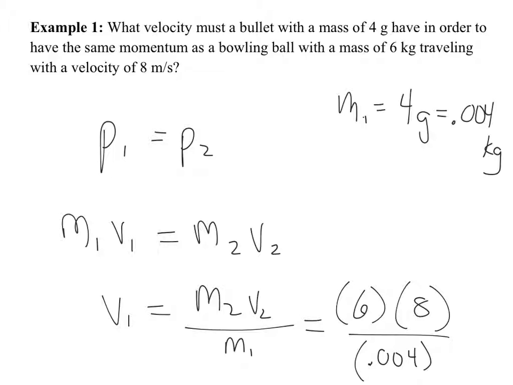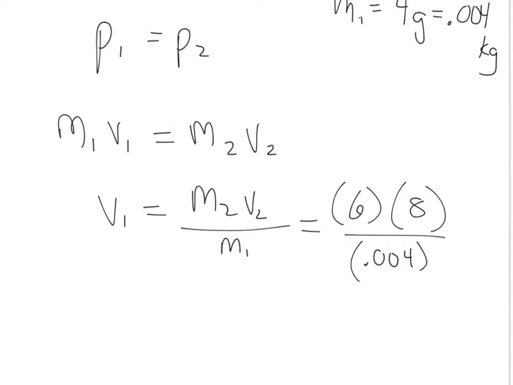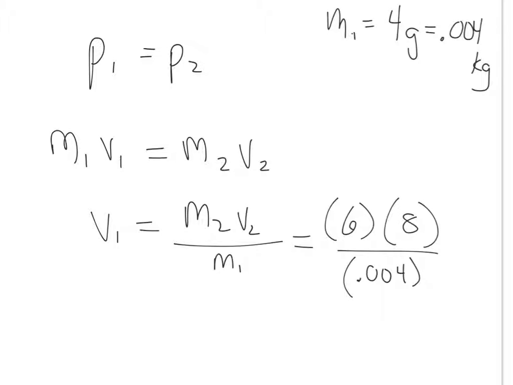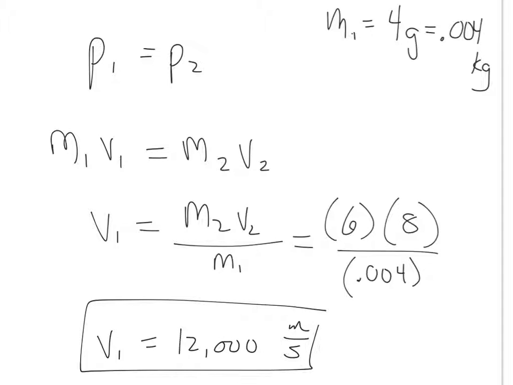Obviously, you're going to get a number that's much, much greater than the velocity of the bowling ball because this is a bullet. For a bullet to have the same momentum as a bowling ball, it's got to be going a lot faster. Frank? 12,000. Yep. And since I started with meters per second, I still have meters per second.